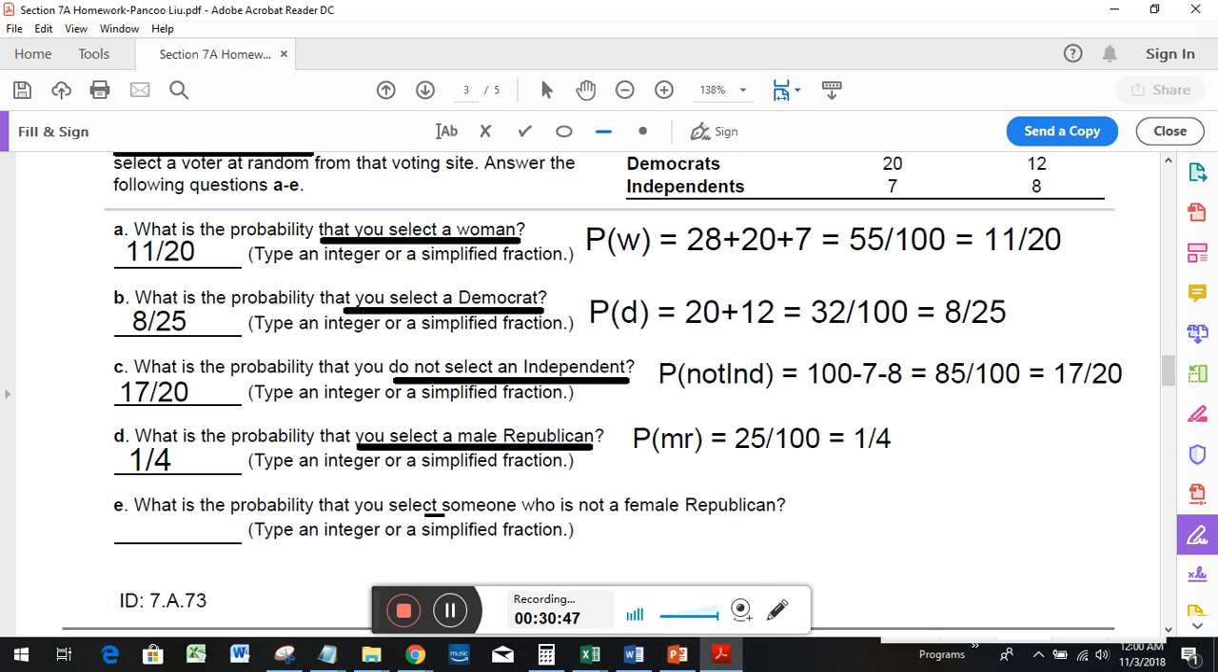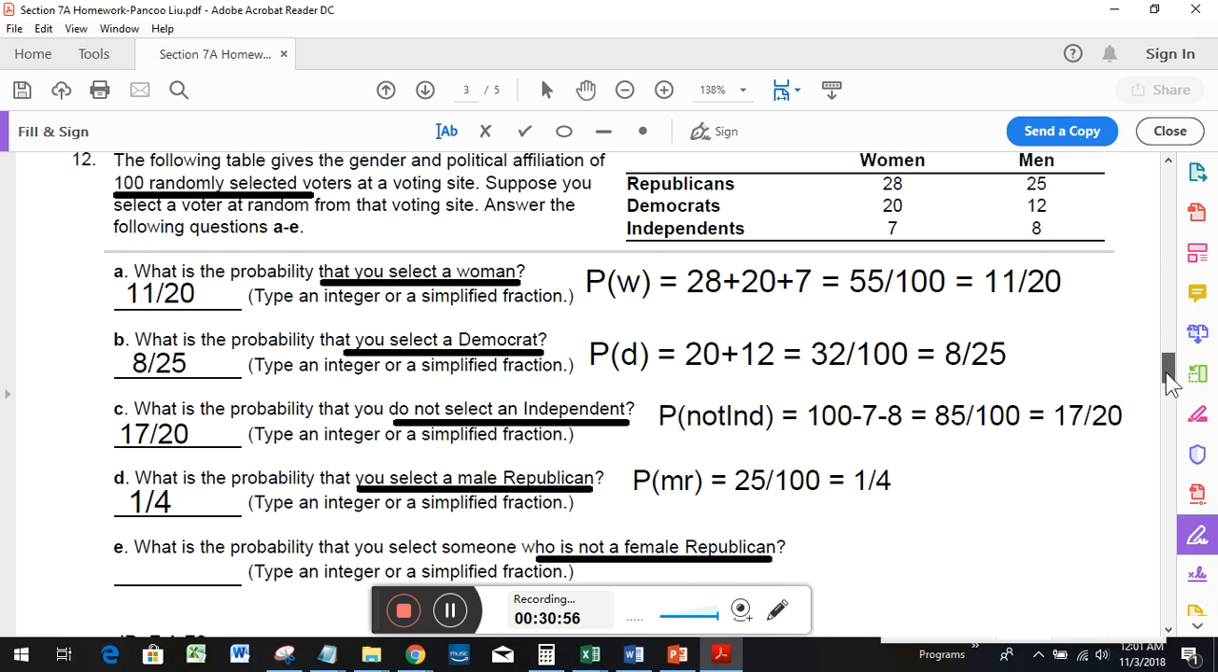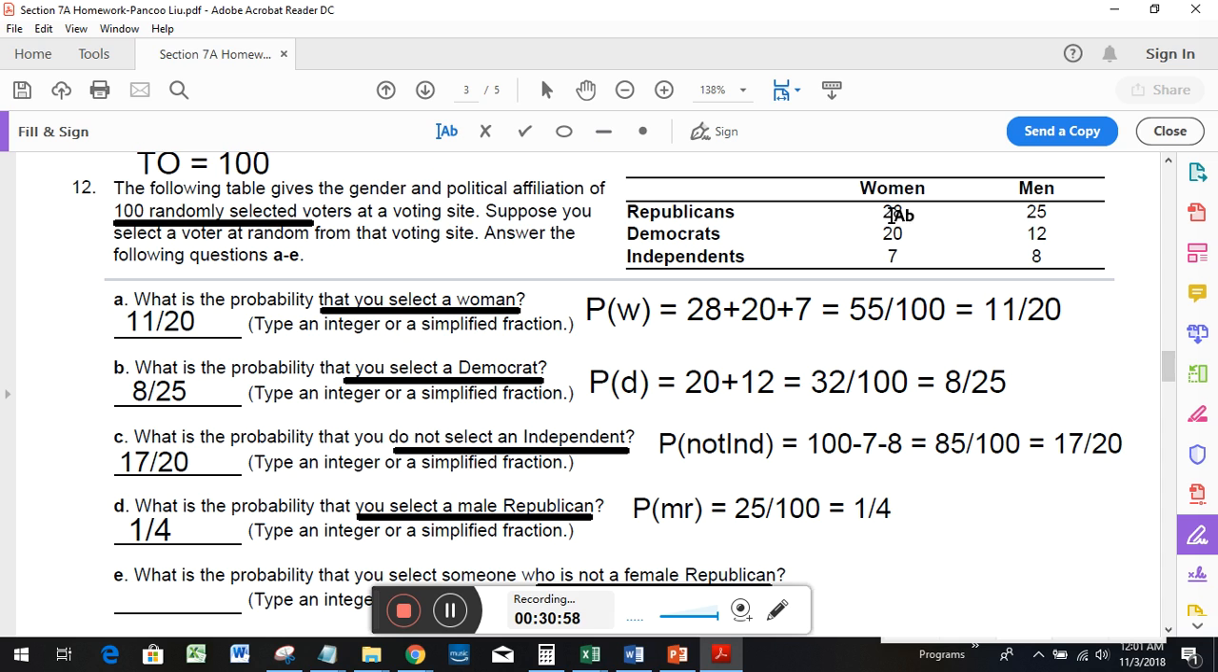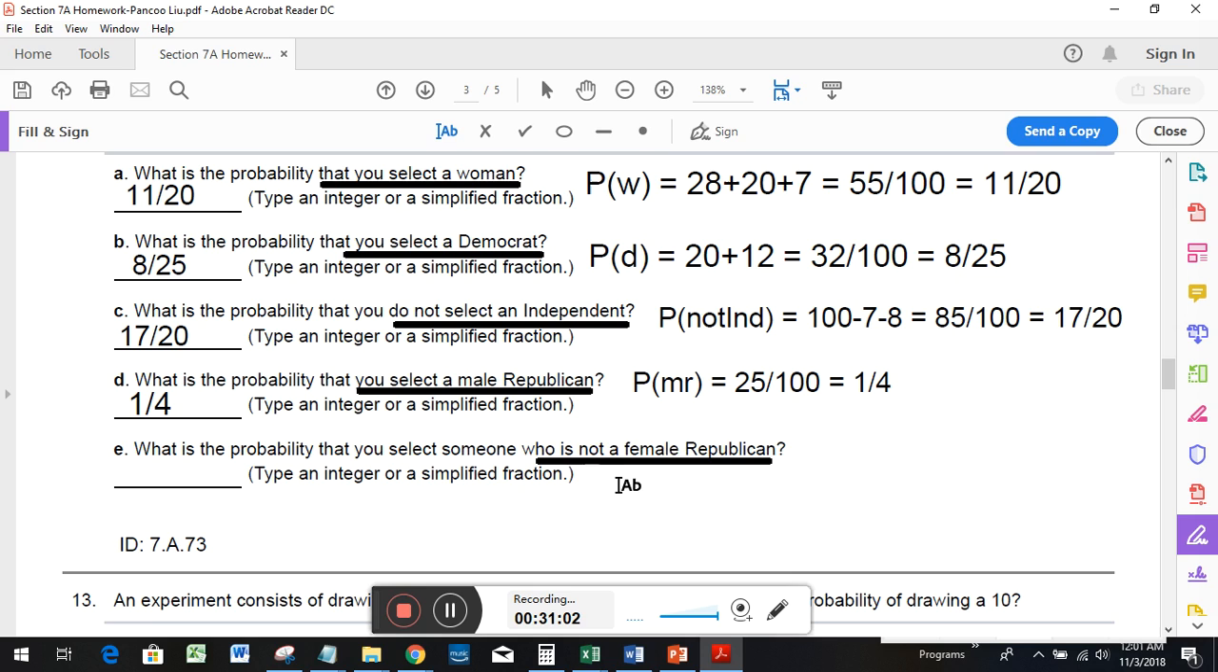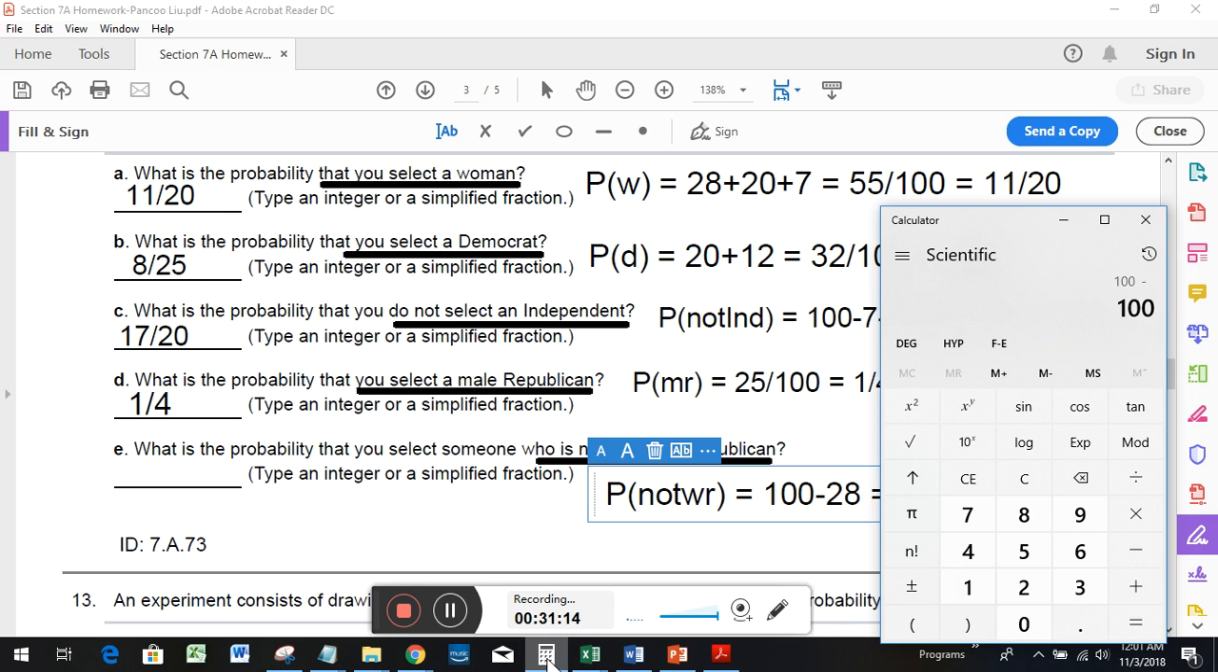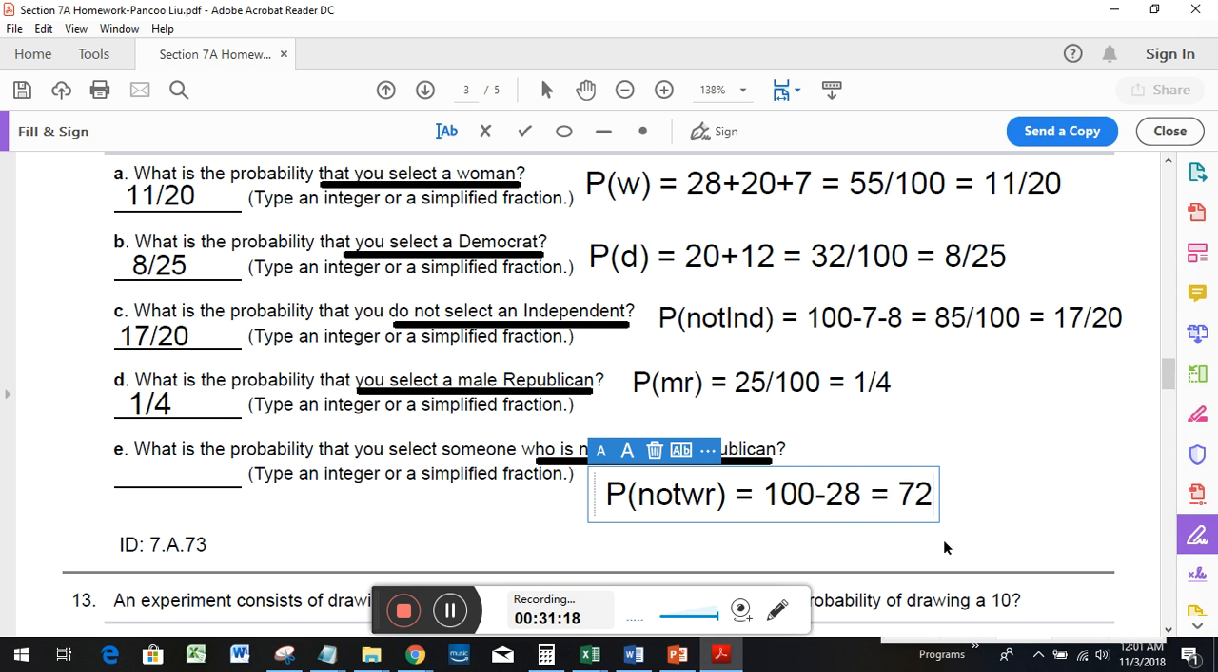Part E here says, what is the probability that you select someone who is not a female Republican? So in this case here, we have 28 women Republicans. So probability of not women Republican will be 100 minus 28. So 100 minus 28, 72. So 72 out of 100.